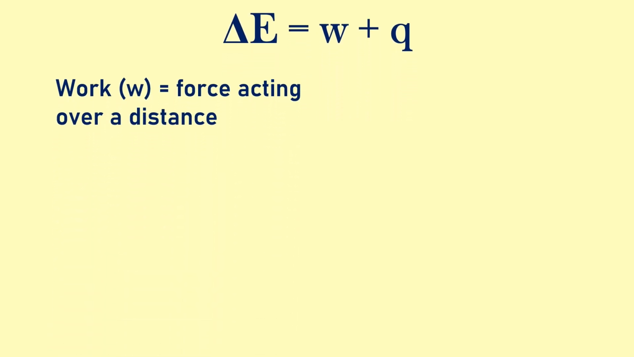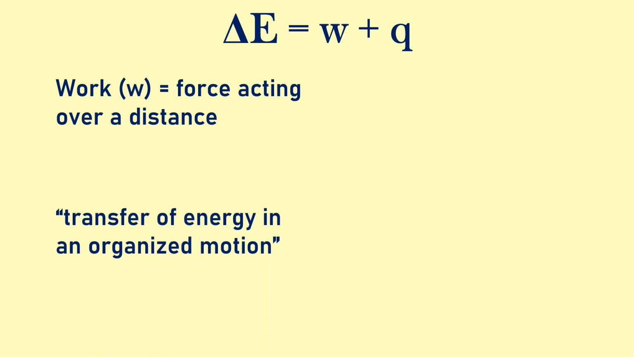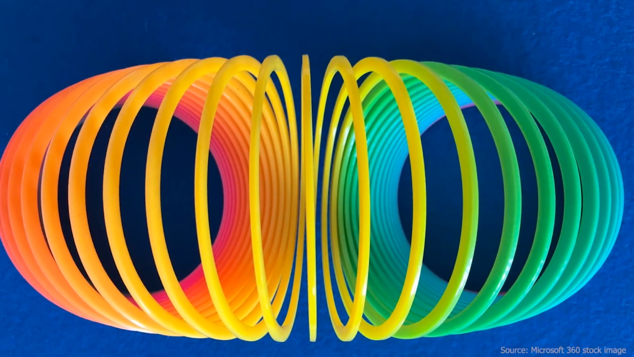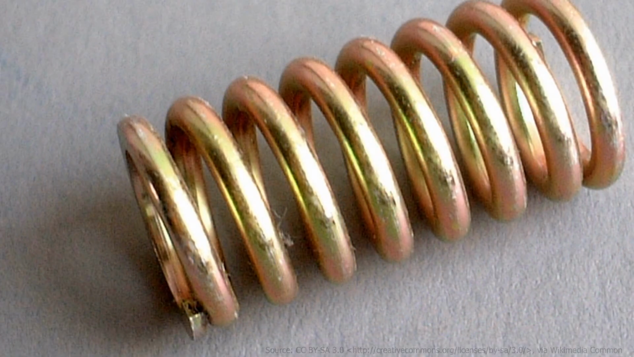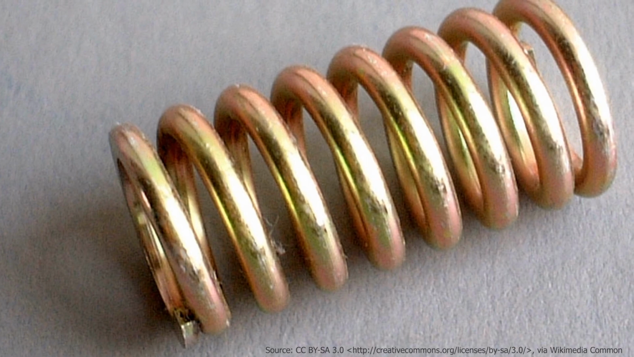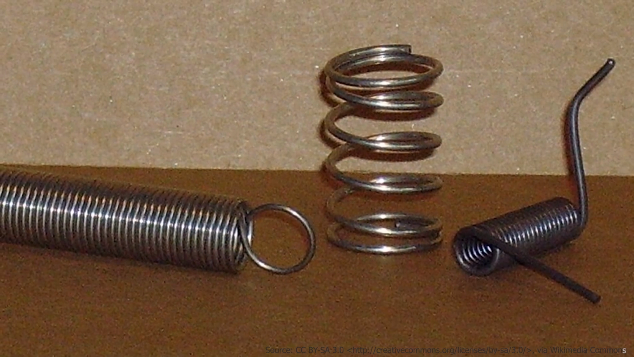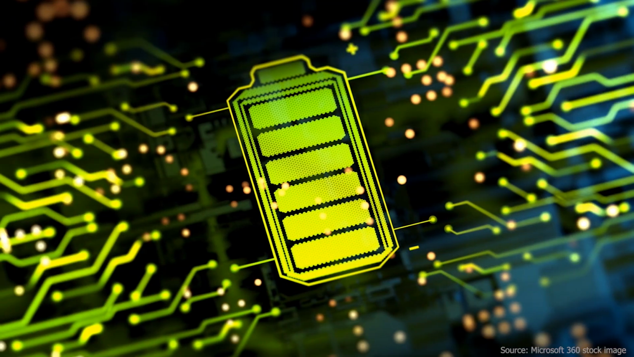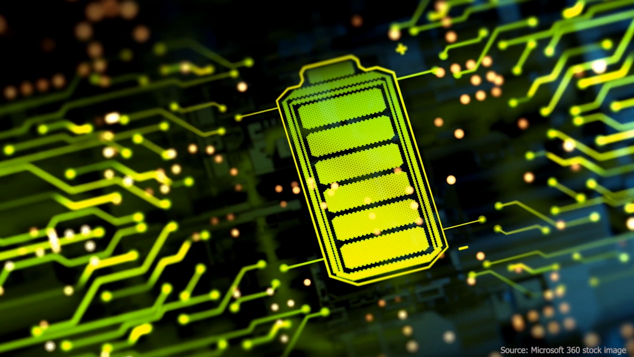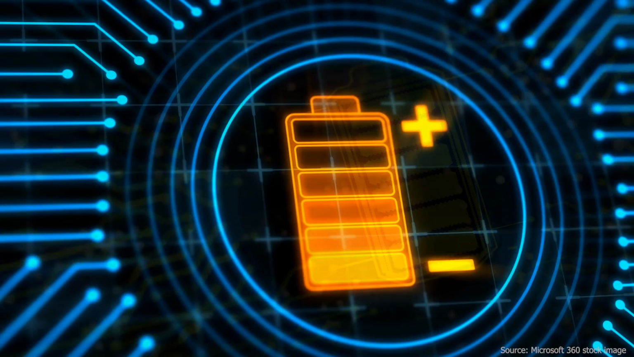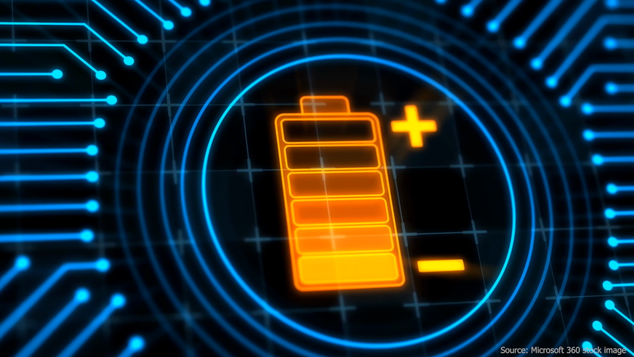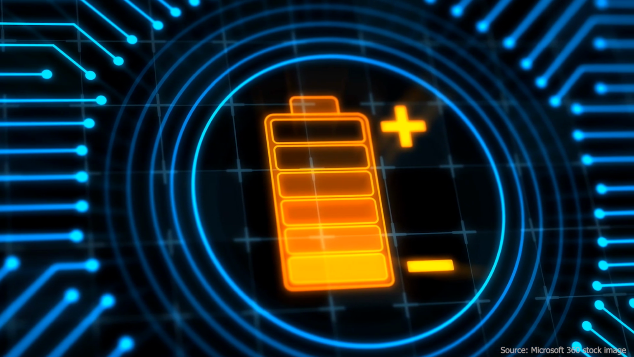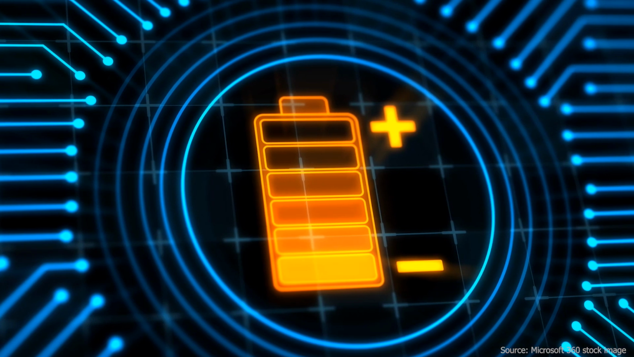Work, represented by a lowercase w, is defined as force acting over a distance. For chemistry students, you can think of work as the transfer of energy in an organized motion. For example, when a spring is wound or compressed, there's a force acting on the atoms in the spring, and the atoms move in an orderly fashion. In a battery, chemical energy is converted to electrical energy when the electrons in an electric current move in an orderly direction as it flows through a wire. This battery can perform electrical work.